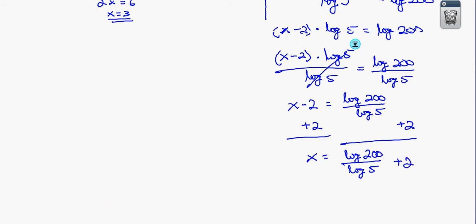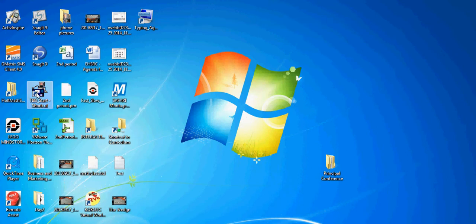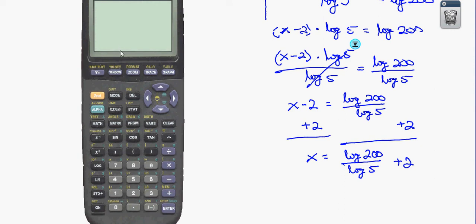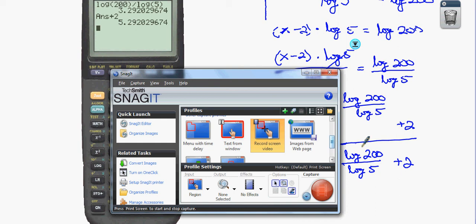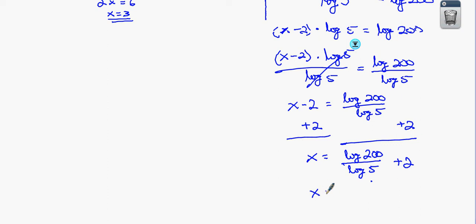So at this point, I would take my handy dandy calculator. Let's get that going. Okay, let's clear it out. And I would go log 200 divided by log 5. And I get 3.292... And I'm going to add 2 to that number. So I get x is approximately equal to 5.29. So x is approximately equal to 5.29. Done.